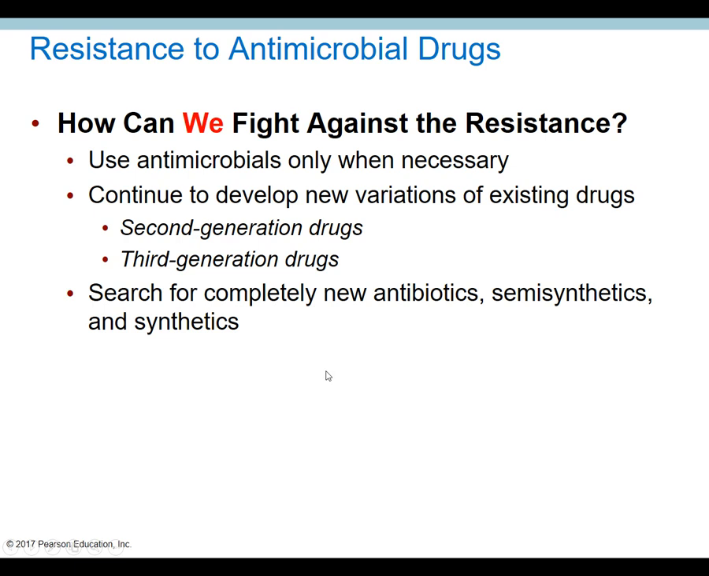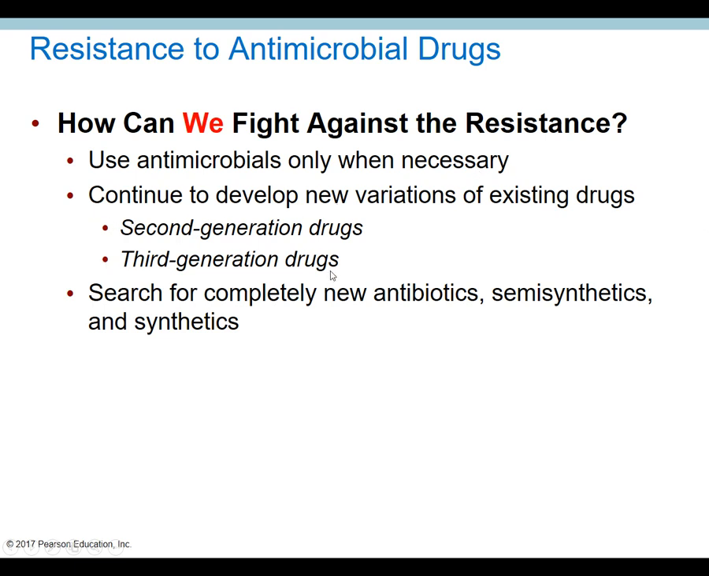So, how can we fight against resistance? We should only use antimicrobials when necessary. Sometimes doctors prescribe them too much or because the patient demands it, even if they don't think that the antibiotic is going to work. And what that does is if there are some resistant bacteria in there, they will be selected.